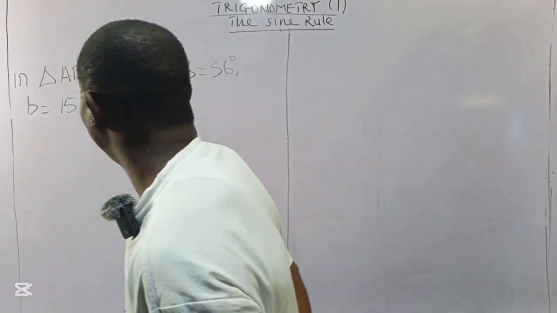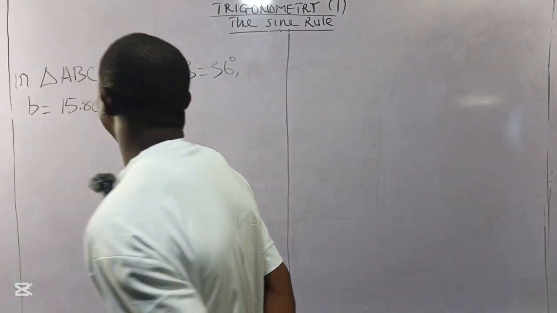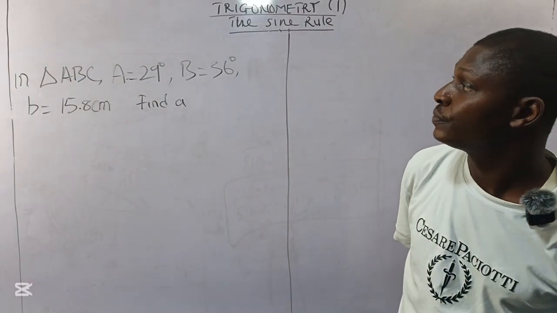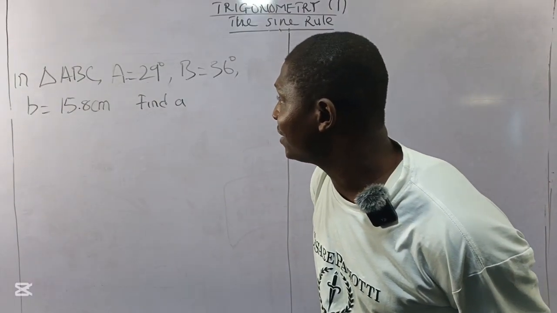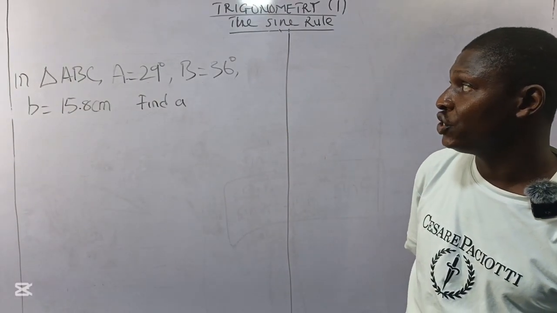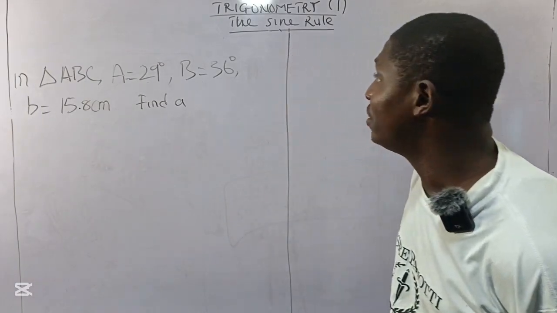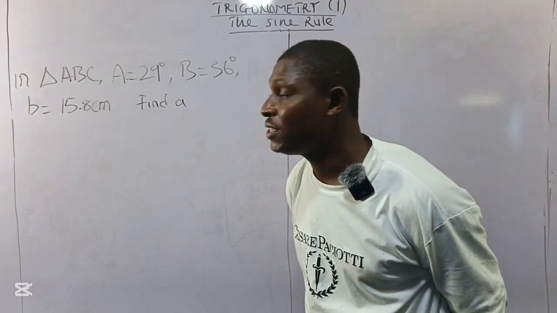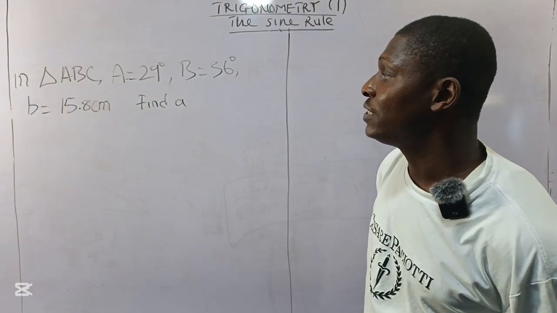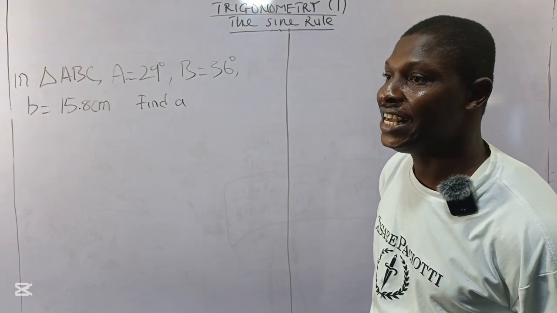So we have a question on the board. In triangle ABC, capital A is 29 degrees, meaning angle A is 29 degrees. Capital B is 36 degrees. Small letter b is 15.8 centimeters. They say we should find a.